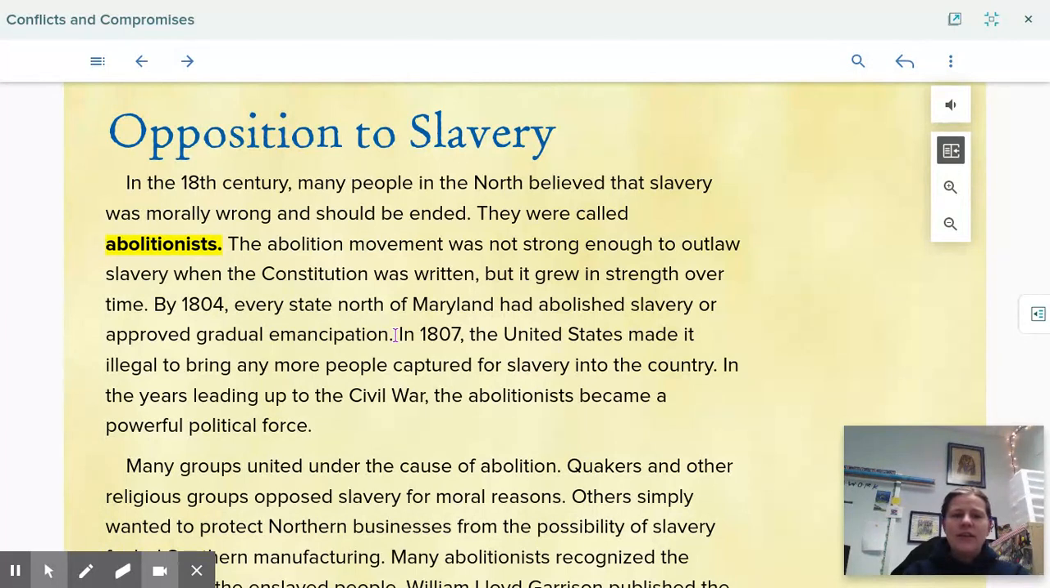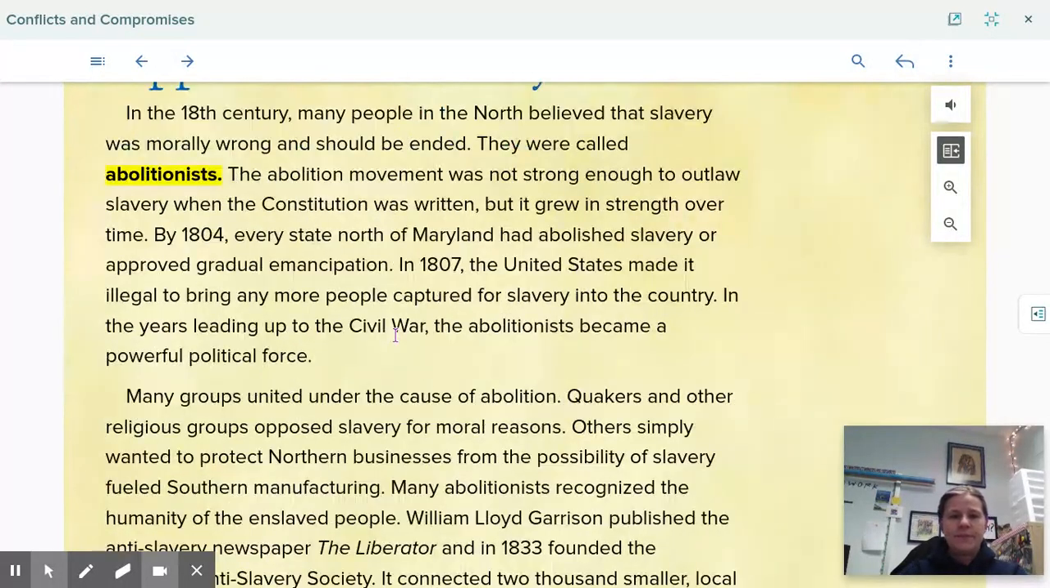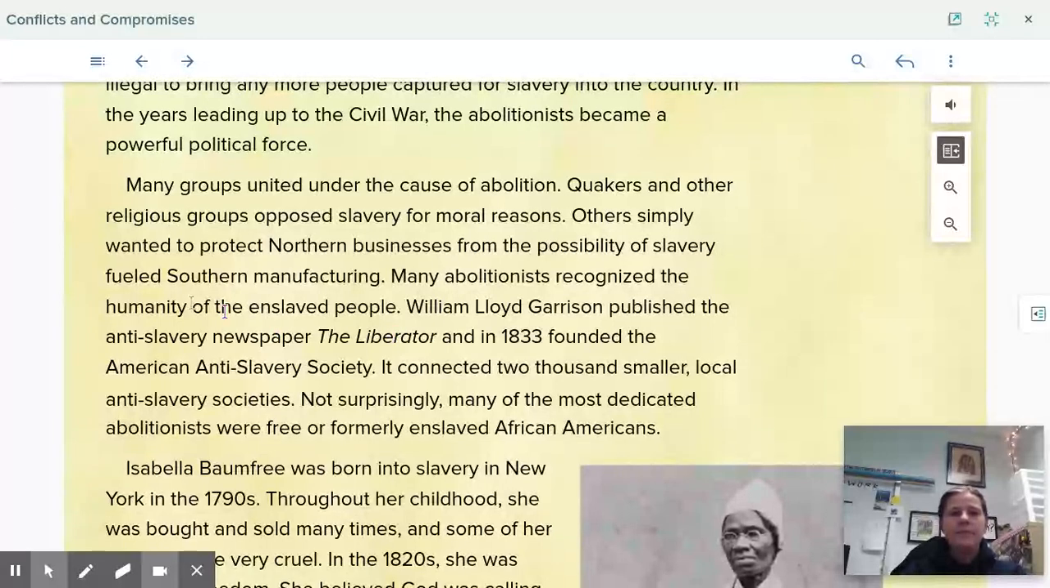In the years leading up to the Civil War, the abolitionists became a powerful political force. Many groups united under the cause of abolition. Quakers and other religious groups opposed slavery for moral reasons. Others simply wanted to protect Northern businesses from the possibility of slavery-fueled Southern manufacturing. Many abolitionists recognized the humanity of the enslaved people.